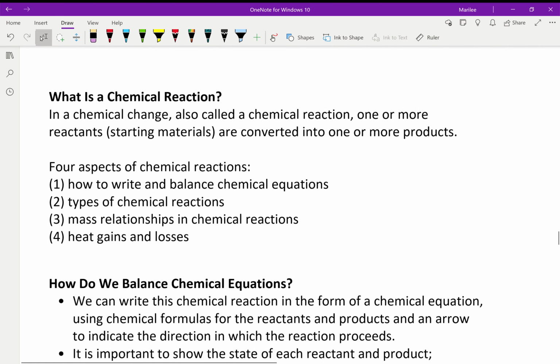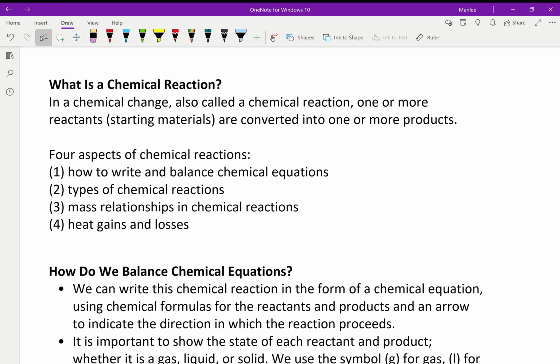What is a chemical reaction? So let's get into our chemical reactions. In a chemical change, also known as a chemical reaction, one or more reactants, which are the starting materials, react to form one or more products, which are the end materials. Four aspects of chemical reactions that we're going to go over are how to write and balance a chemical reaction, the types of chemical reactions, mass relationships in chemical reactions, and the heat gains and losses.